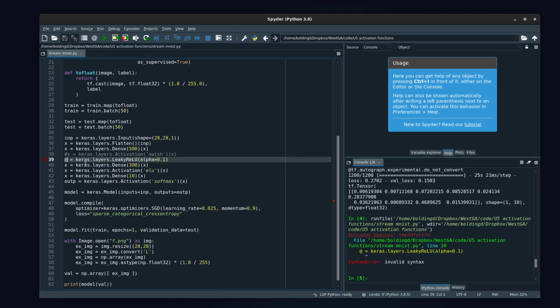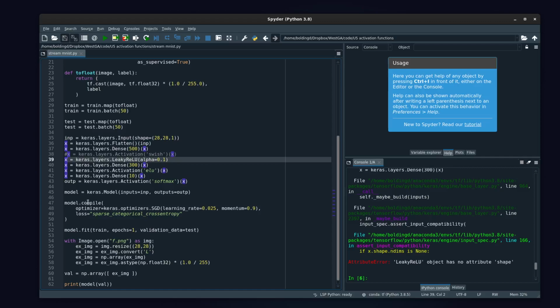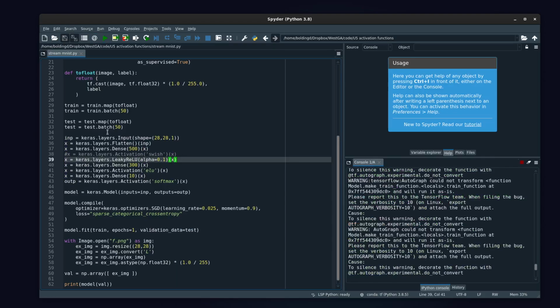Oh, then I failed to type. Shape? Oh, there we go. Functional API. Sorry. And again, that's it. Switching to LeakyReLU was just changing that from an activation layer to a LeakyReLU layer. That's it.